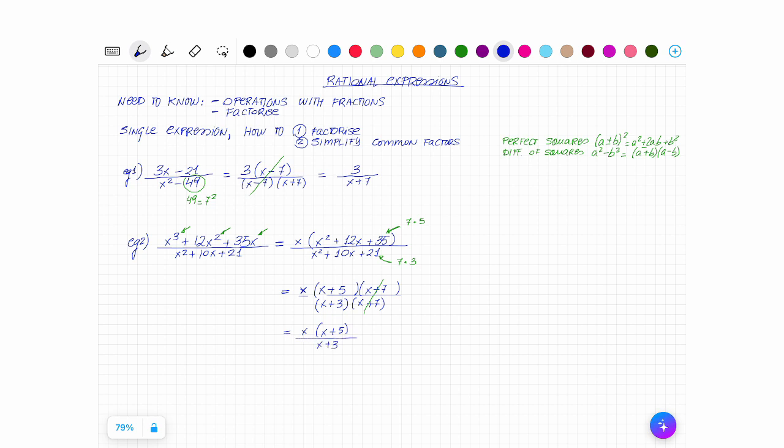and I'm done. I don't carry anything out. I could re-expand this, but I'm going to leave it there. It's just like that. Okay, so this is how we simplify one simple expression.